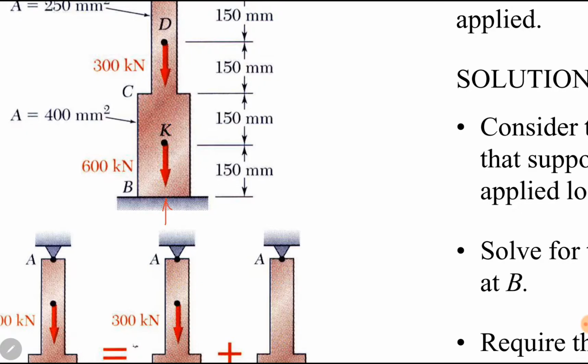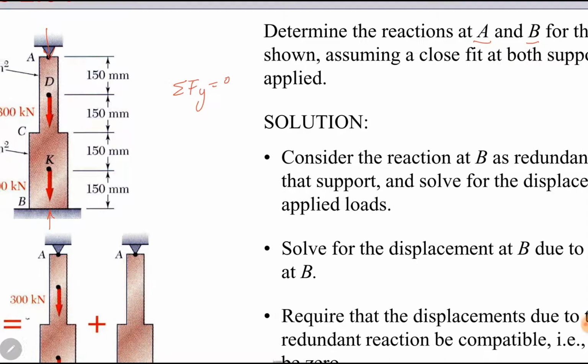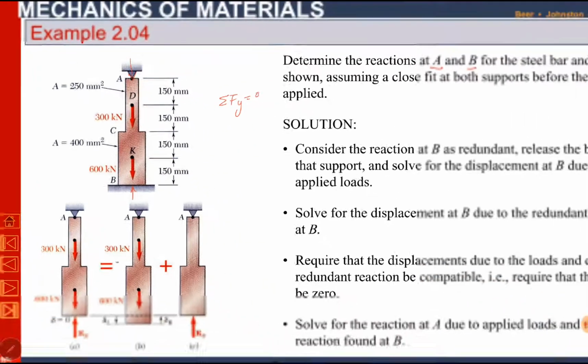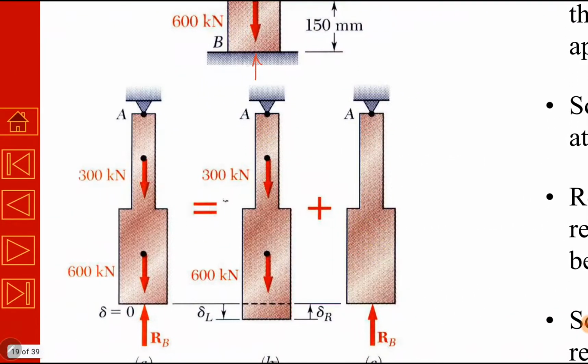So there are two vertical unknown forces and we have only one equation for vertical forces, which is the summation of forces in the y, vertical direction, equal to 0. We cannot apply moment here because both of the forces are along the same line of action. They cannot produce moment. They are axial forces. Assuming a close fit at both the supports, there is no space for this bar to elongate either at end A or end B. So we will move towards the solution. Before moving towards the solution, first we will treat this reaction at B, which is a redundant reaction.